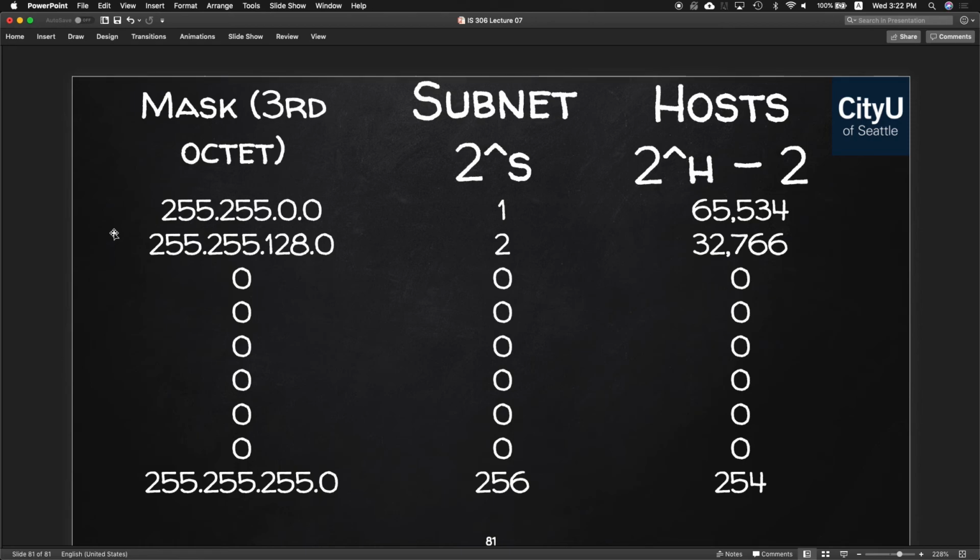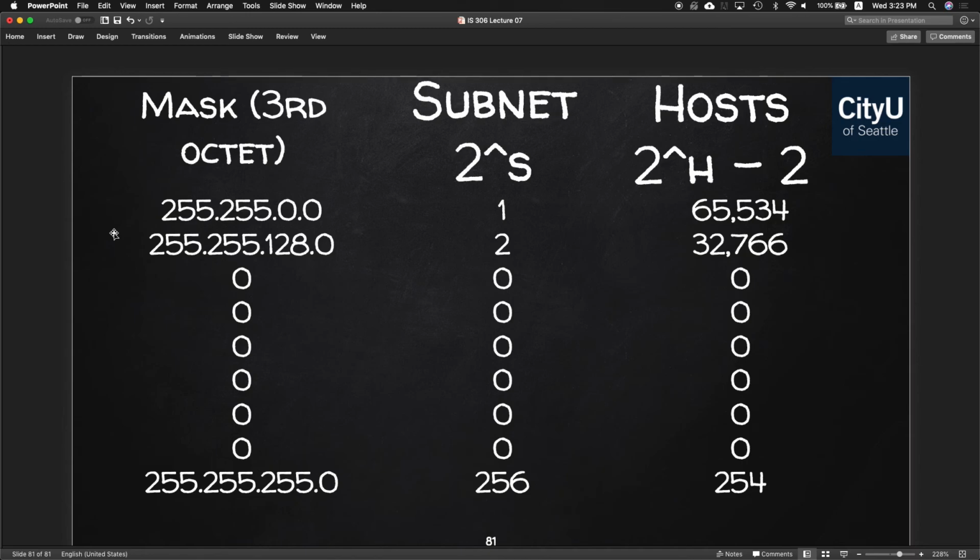I repeat. Given this mask, we have 16 bits. That's why we have 2 raised to 16, which is this one. 2 raised to h, yeah. No, not this one, you're going to get confused, sorry. So with 2 raised to 16, you get 65,534, right? And you divide it by subnet.